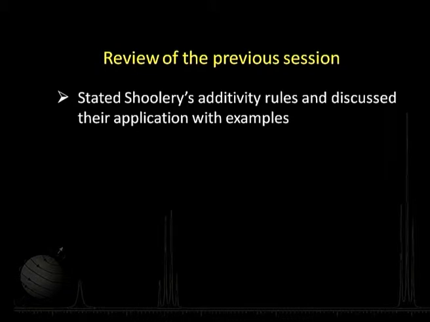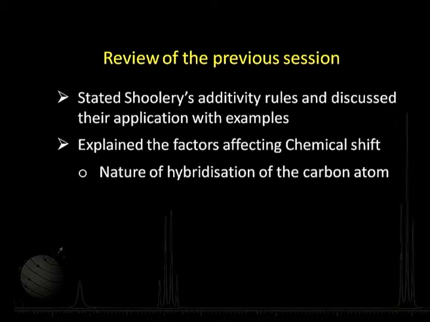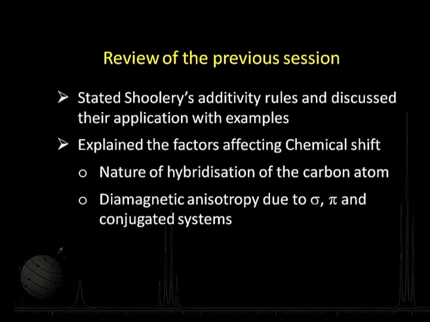With that outline, let us quickly recall what we did in the previous session. We started by stating Shoolery's additivity rules and discussed their applications with the help of examples. Thereafter, we continued our discussion on the factors that affect chemical shift, and in this context we talked about the nature of hybridization of the carbon atom to which the proton is attached. Then we talked about a very significant factor, diamagnetic anisotropy. We talked about a variety of systems: anisotropy due to sigma bond, pi bond systems and conjugated systems.